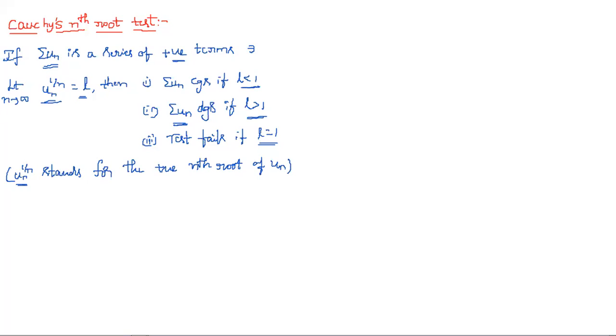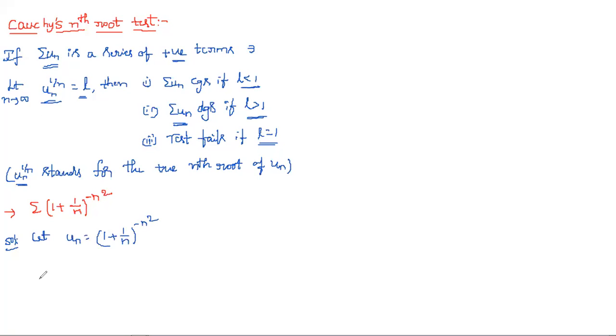Okay, let us see the problem on that. Test for convergence of summation (1 plus 1 by n) whole power minus n square. This is the one, and now we need to test whether it is convergent or divergent or the test fails. So for that, first we can name this one: let un is equal to (1 plus 1 by n) whole power minus n square.